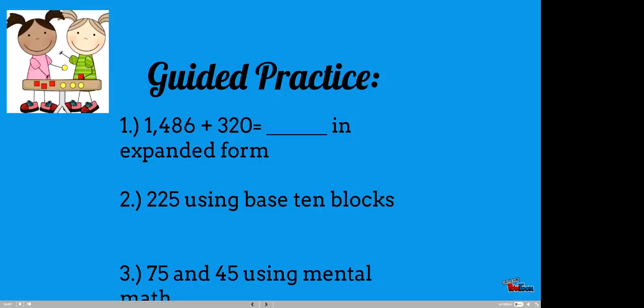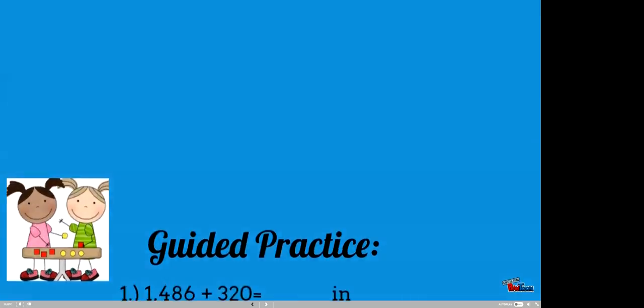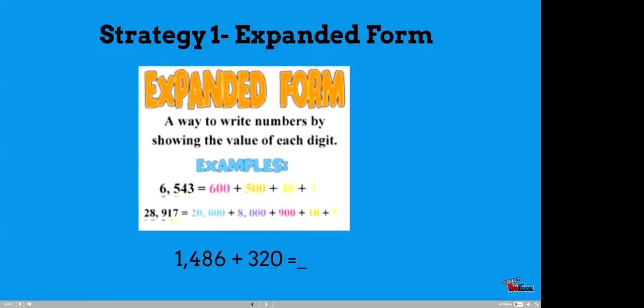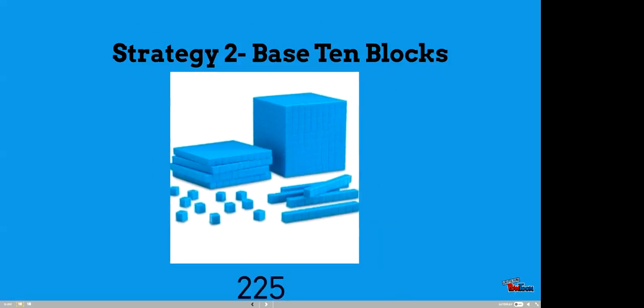Some important questions to ask are, where have we possibly seen something like this before? Where would we start adding? And what would happen if we line up the thousands place with the hundreds place in the wrong value? That would be strategy 1.